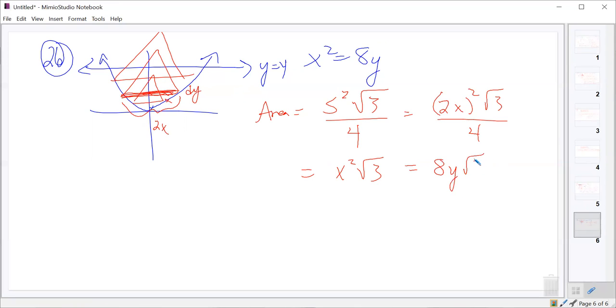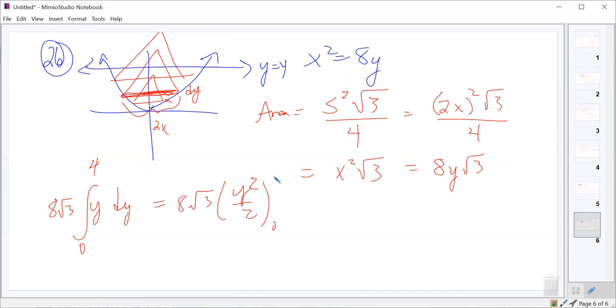Yeah, 8y root 3, or 8 root 3 times y, however you want to write it. X squared is equal to 8y. Then we need to integrate from the bottom of the parabola, which is 0, to the top of the parabola, which is 4. We'll put our 8 root 3 out in front, and we're just integrating y dy, which gives us 64 root 3. Choice B.